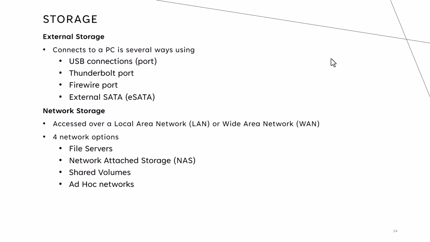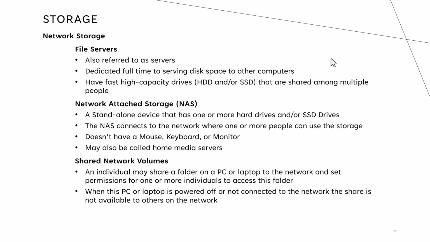Network storage is storage that's accessed over a local area network, or a LAN, or a wide area network, WAN. There are 4 network storage options. One is a file server, network attached storage, shared volumes, and ad hoc networks. File servers are also referred to as just servers. They're dedicated full-time to serving disk space to other computers. These servers have fast, high-capacity drives, and they share those drives among multiple people.